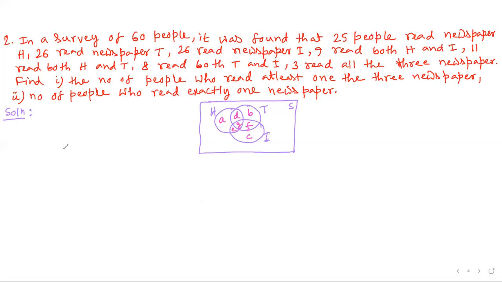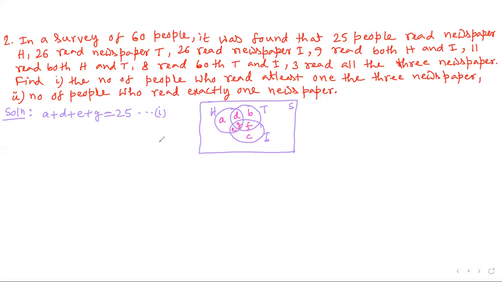So first condition, 25 people read newspaper H. If you check the H set, it contains A, D, E, G. So we can write A plus D plus E plus G is equal to 25, because 25 people read newspaper H, it is given. Each set, H meaning the newspaper, contains A, D, E, G.